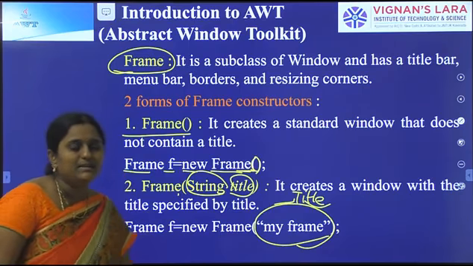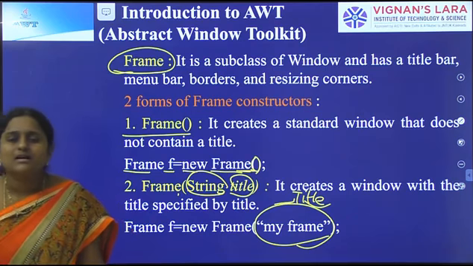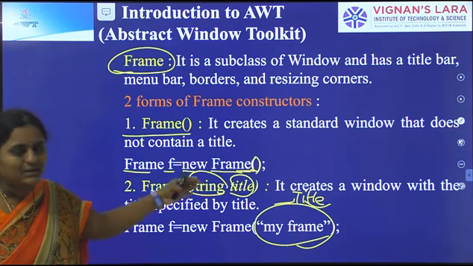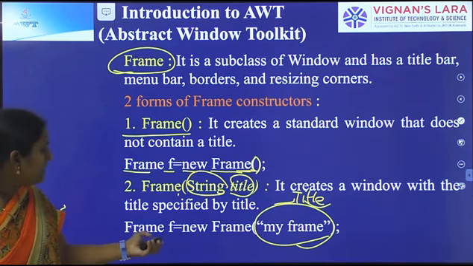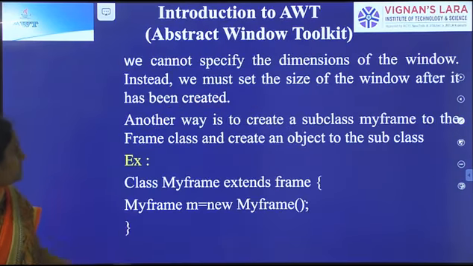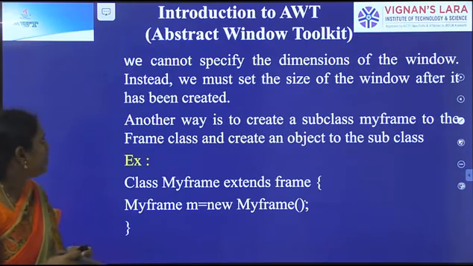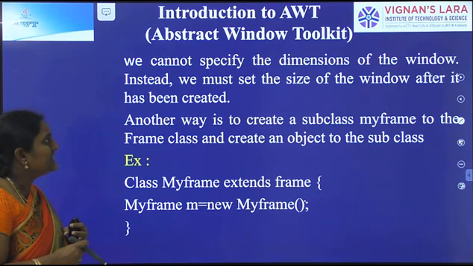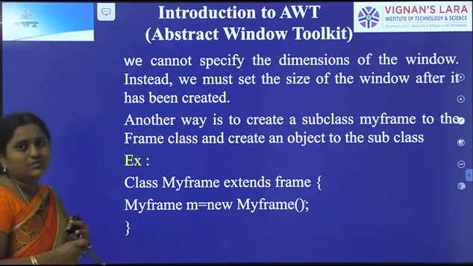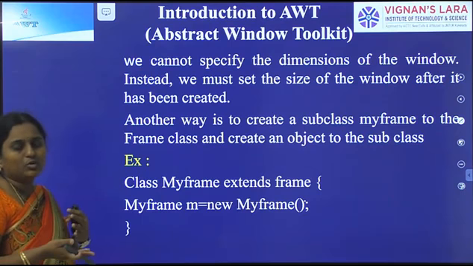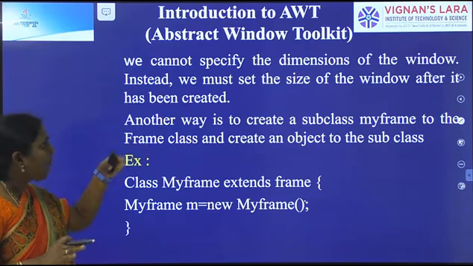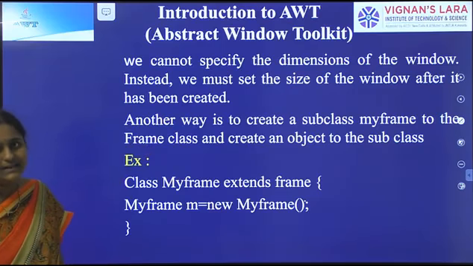The parameterized Frame constructor means it has some title. So a string argument is passed to the Frame constructor, and the title means it has some title. Next, we can't specify the dimensions of the window when it is created. Instead, we must set the size of the window after it has been created. So we can explicitly set the size of the window after the frame has been created.